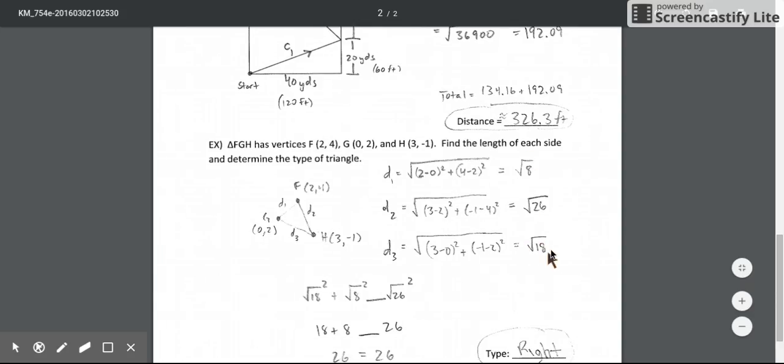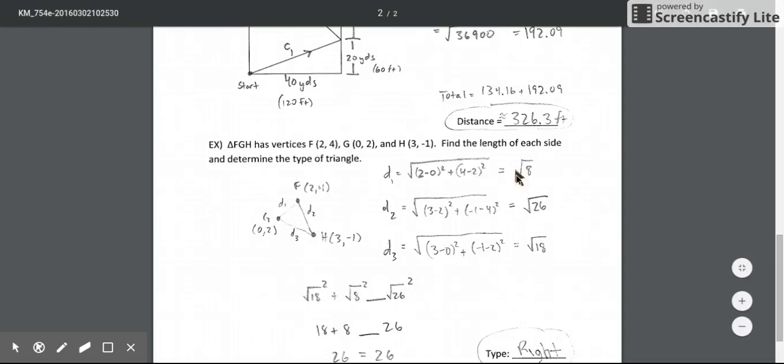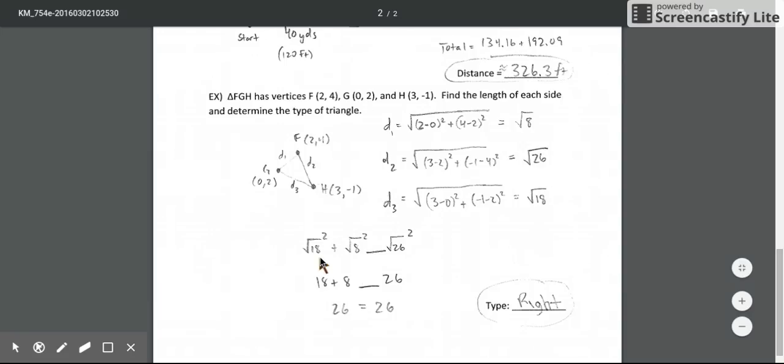I need to find my longest length so I can use my Pythagorean inequality. Well, the biggest value is the square root of 26. So I'm going to put that by itself on one side. I'm going to take my other 2 lengths and put them on the other side. We're going to square each of our values just like we do in the Pythagorean theorem. When I square a square root, it undoes it. I'm just left with the number underneath. So how does 18 plus 8 compare to 26? Well, 18 plus 8 is 26. So if a squared plus b squared equals c squared, we know we're dealing with a right triangle.